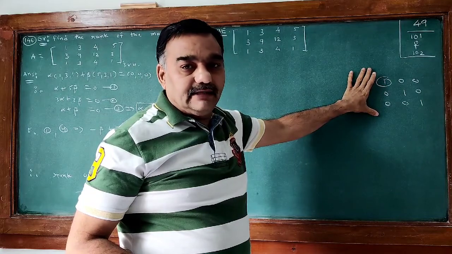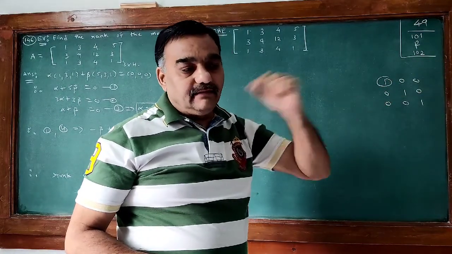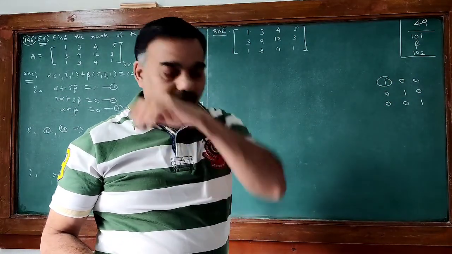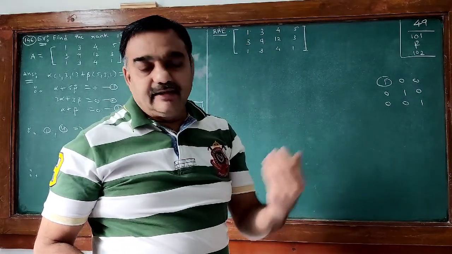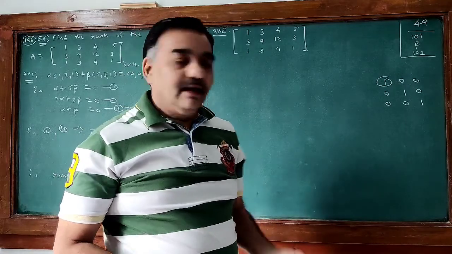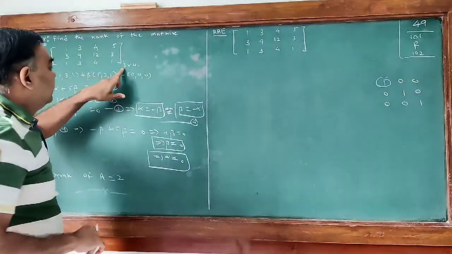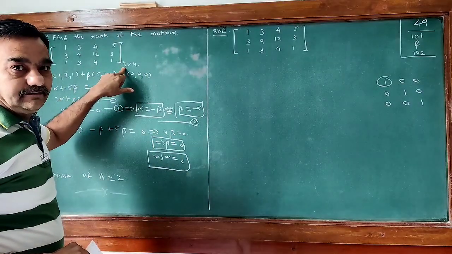How many of these terms can we get at most? If we get 2 terms, then the rank will be 2. If we get only 1, then the rank will be 1. And if we get 3, then the rank will be 3. And you know that this never exceeds 3.